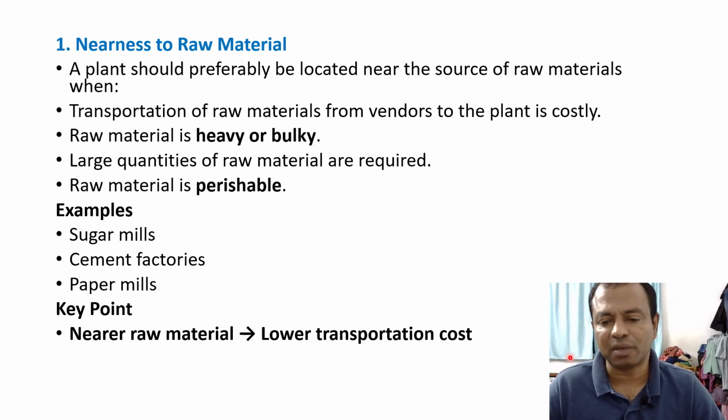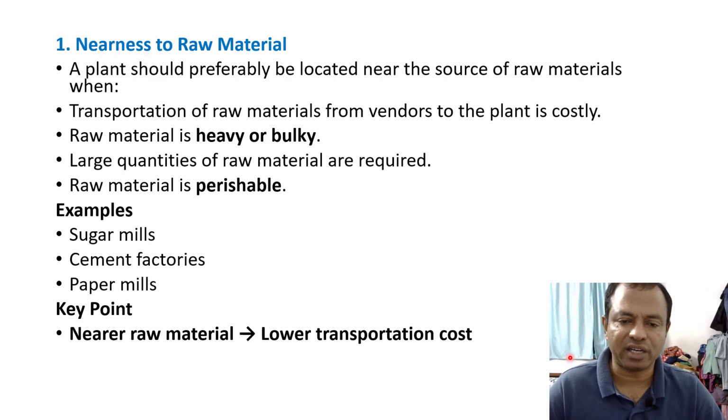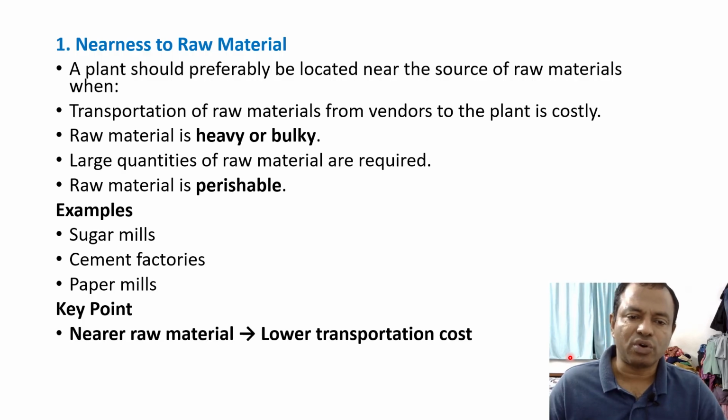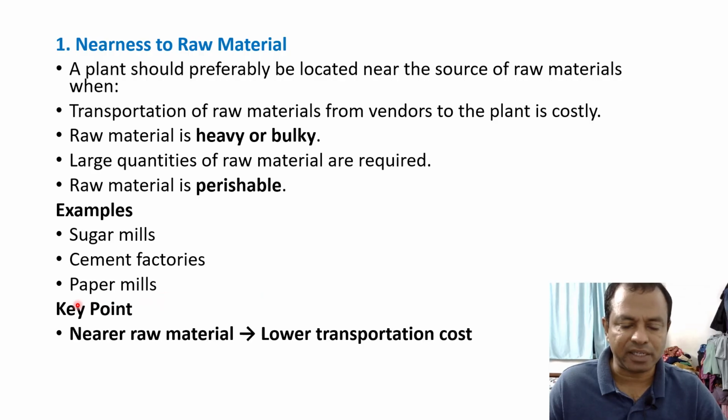And sometimes raw materials may be perishable. If our industry is like that, then it is better to reduce the transport time of the raw materials. So examples of the kind of industries we should consider placing near the raw materials are sugar mills, that should be placed near sugar plantations, cement factories where raw materials for cement are easily available, paper mills where the plants which are used for making papers or newspapers, newsprints are available. So nearer to raw material means lower transportation cost.